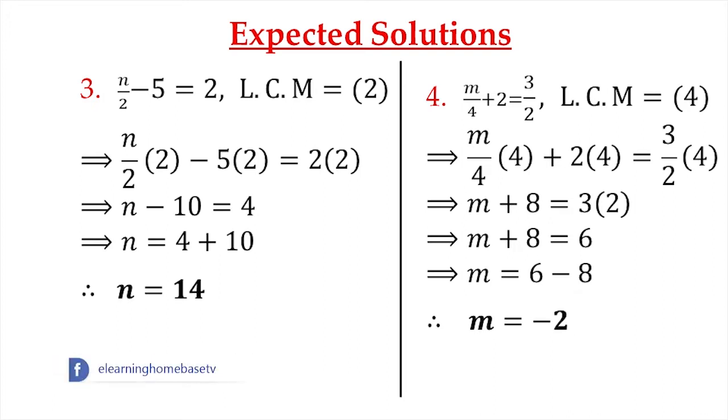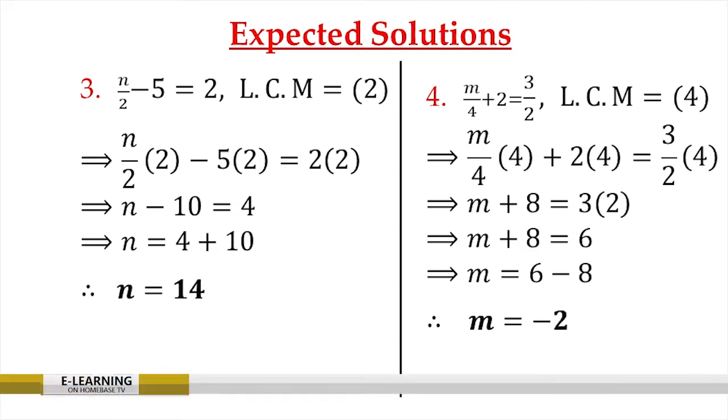So the first term from my left is n out of 2. So n out of 2 times the LCM, which is 2, minus 5 times the LCM, which is 2, all equals 2, which is on the right, also times the LCM, which is 2. So by simplifying, I'll get n, because the 2 will cancel the 2 in the denominator, then I'll be left with n minus 5 times 2 is 10, so I'll have negative 10 there, equals positive 4, because 2 times 2 is 4.